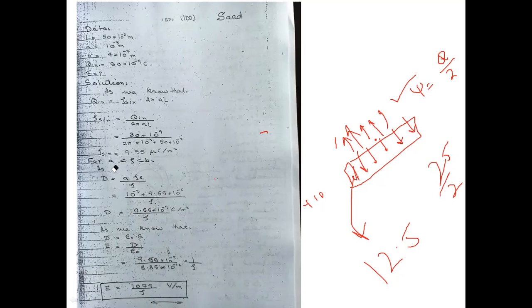Now this is the condition if the point of observation is in between a and b. And what will be the situation if we have the point of observation outside the outer conductor and inside the inner conductor? We have discussed this already in the previous video.